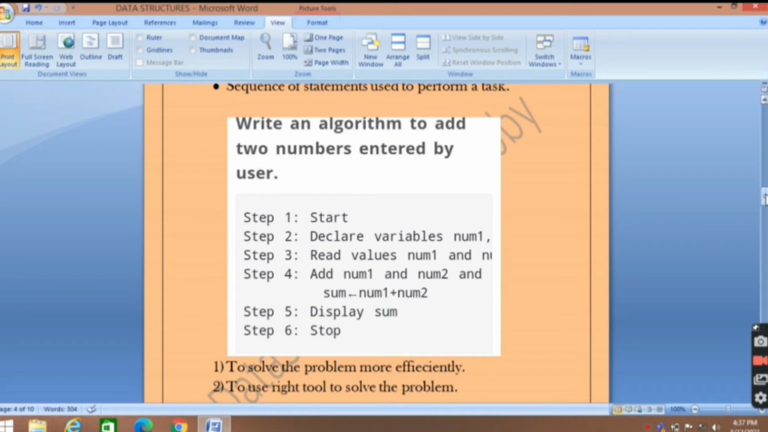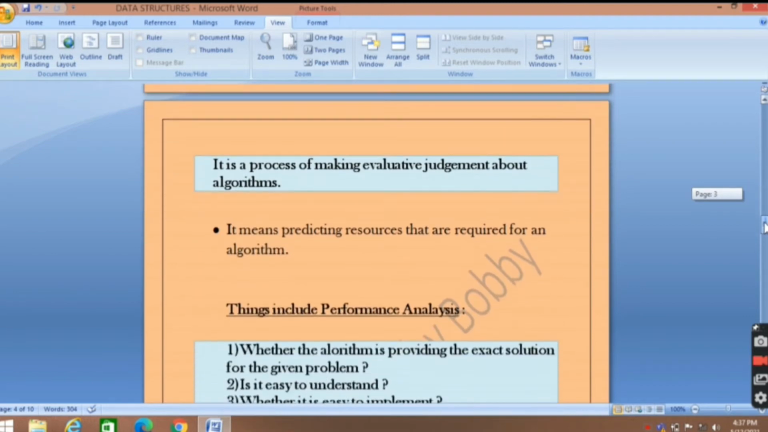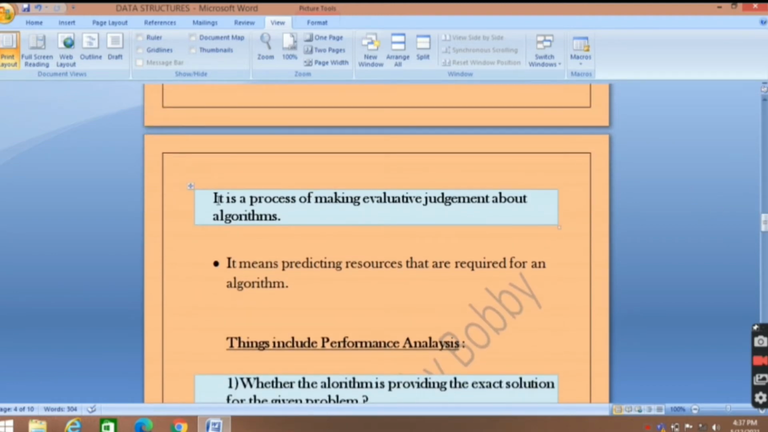So to decide this algorithm we have some basic things. The first one is performance analysis. See, performance analysis is a process of making evaluative judgment about algorithms. The name itself says analysis: we will analyze and select the algorithm, we will give the judgment like this. It is a process of making evaluative judgment about algorithms. It means predicting the resources that are required for an algorithm.